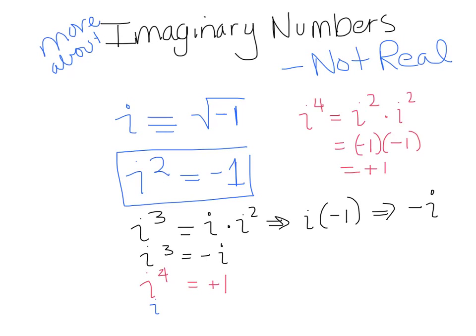Let's try i to the 5th power. How would you break that down? One way to break it down would be i to the 5th is equal to i to the 4th times i. And we know i to the 4th is just 1, times i. So i to the 5th is equal to i. And you can see now we're back to where we started, which was up here, just i. And so we're going to repeat this process over and over again.